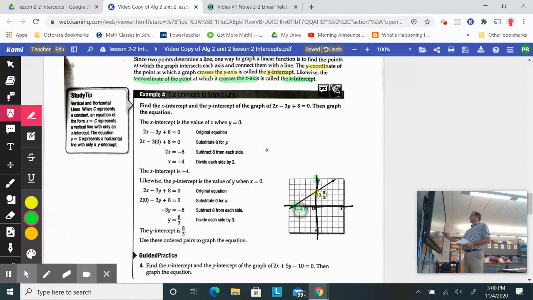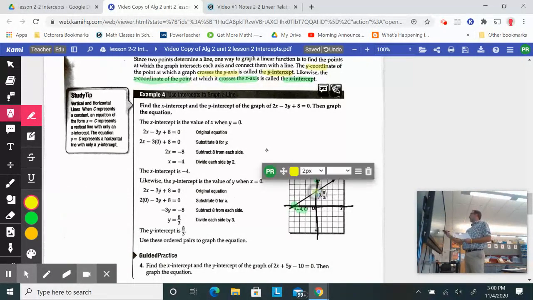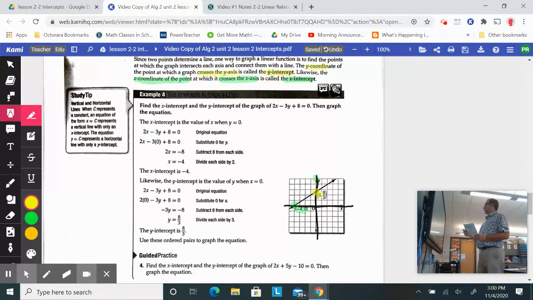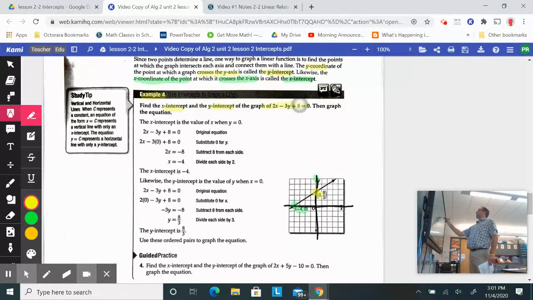Notice the ordered pair. In the x-intercept, the y is a 0. In the y-intercept, the x is a 0. Makes sense. If x is a 0, you have a y-coordinate. And for the x-intercept, when the y is 0, you have your x-coordinate or x-intercept. And the bottom line is, if you're going to use the intercepts to graph, as it says right here in example 4, find the x-intercept, find the y-intercept, and then graph this equation.